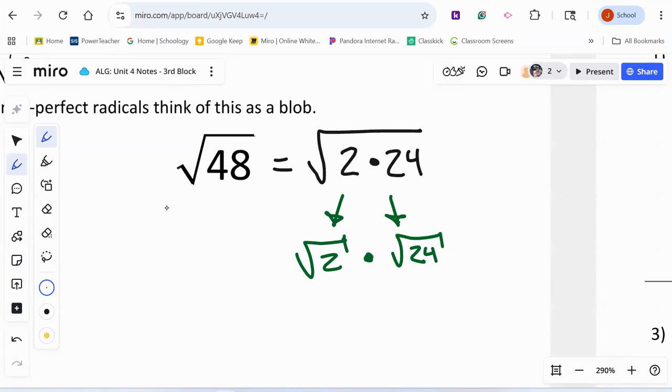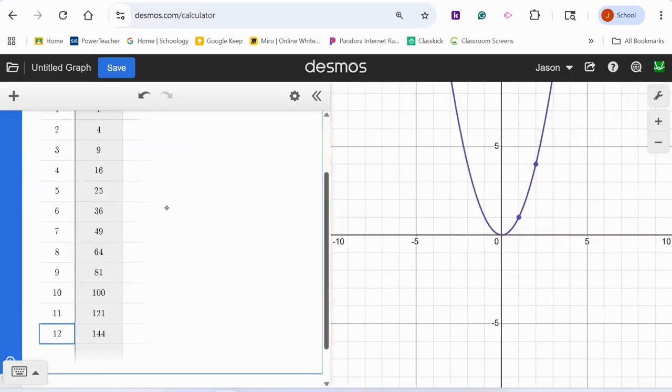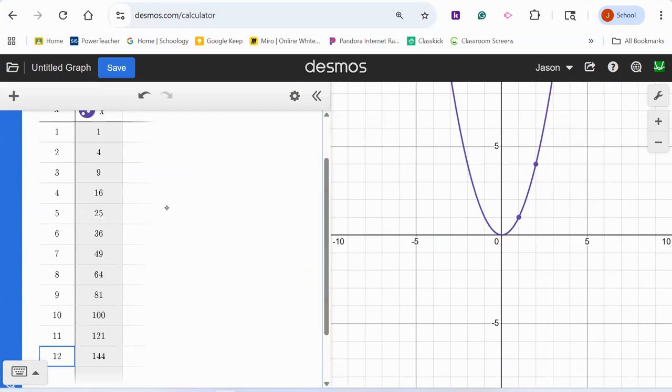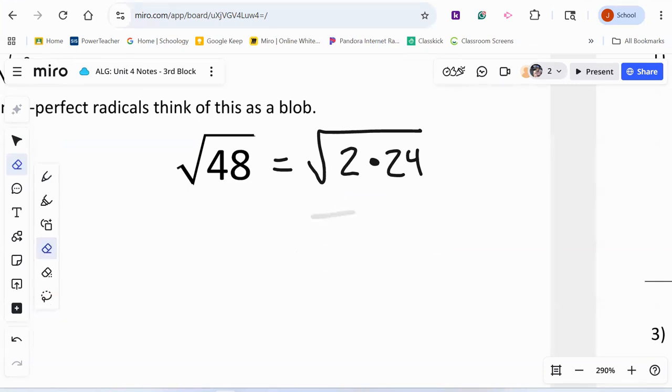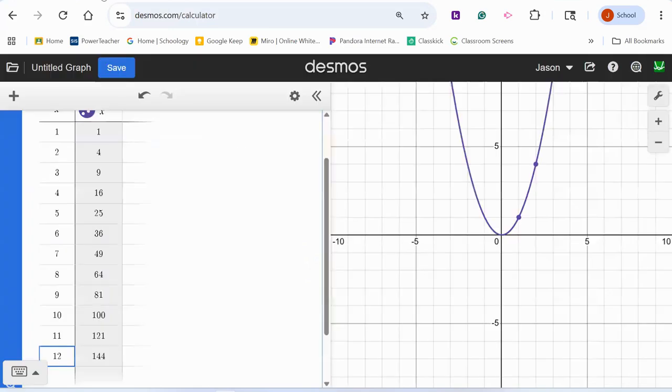All right. The problem is neither of those help me, because if we go back to our list of perfect squares, you can see 2 and 24 are not on my list of perfect squares. So that doesn't help me. So what we need to do is go back to the drawing board here and say, okay, what is a number from that perfect square list that is a factor of 48? And you can see we actually have two options. We've got 4 and 16. 4 is a factor of 48, and so is 16.